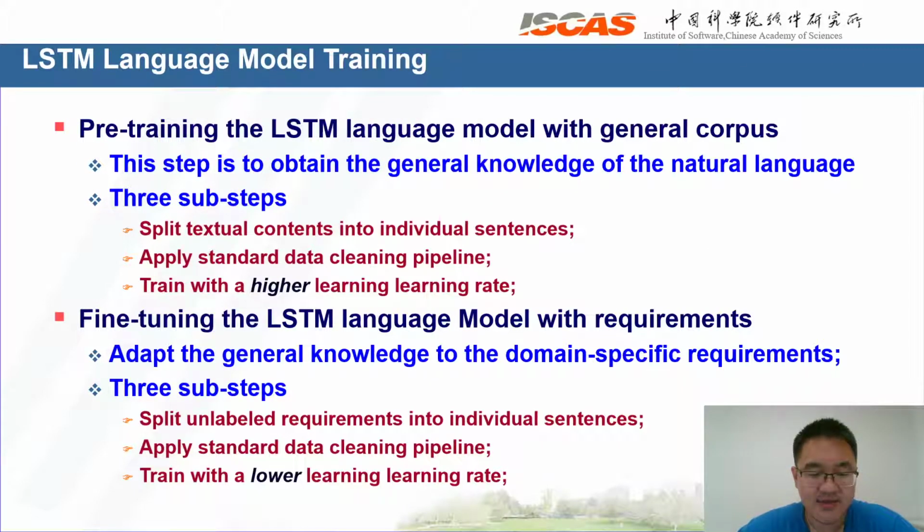The second phase is the LSTM language model training. First, RANO pre-trains the language model with the general corpus. This step is to obtain the general knowledge of natural language. Second, RANO refines the language model with the unlabeled requirements, with the purpose of adapting the knowledge to the requirements context.